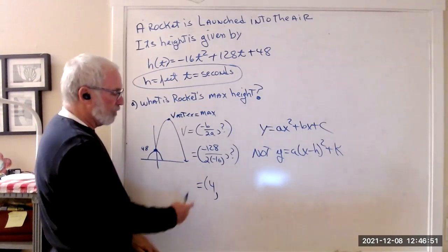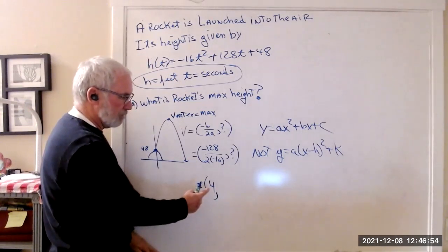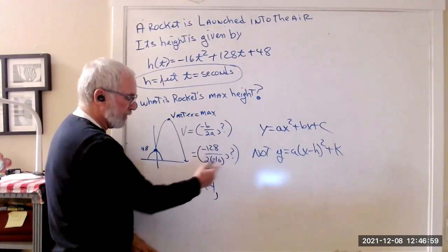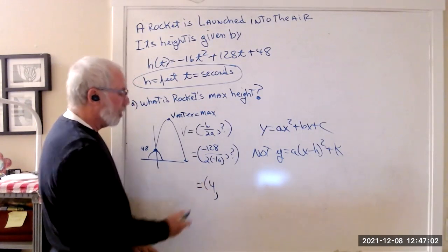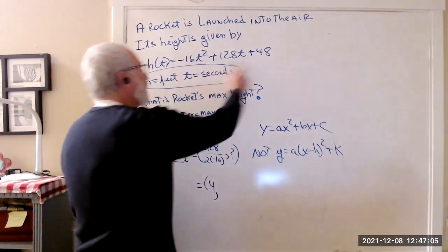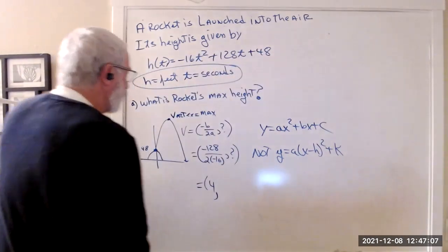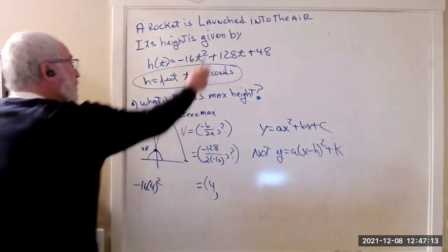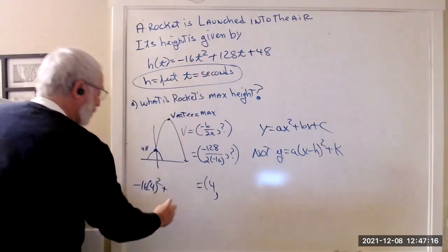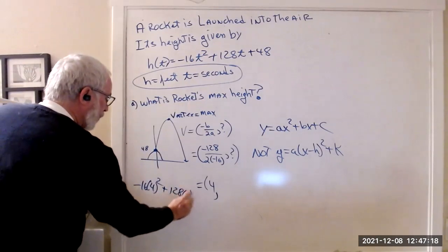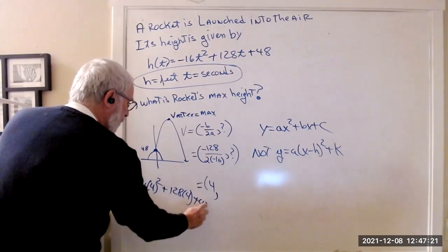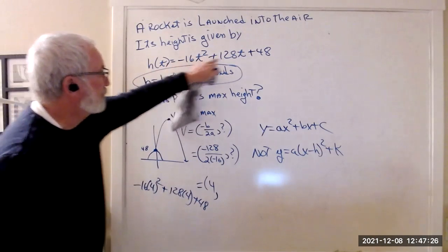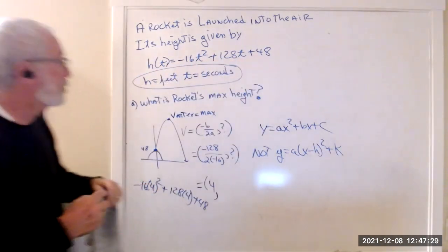So a lot of people didn't know what to do with that number. Once they got 4, they didn't know. Well, what we're doing is plugging it into here. We're just doing arithmetic. So we're saying this is negative 16 times 4 squared plus 128 times 4 plus 48. You're just plugging this 4 in place of t in this equation. So what do we get?